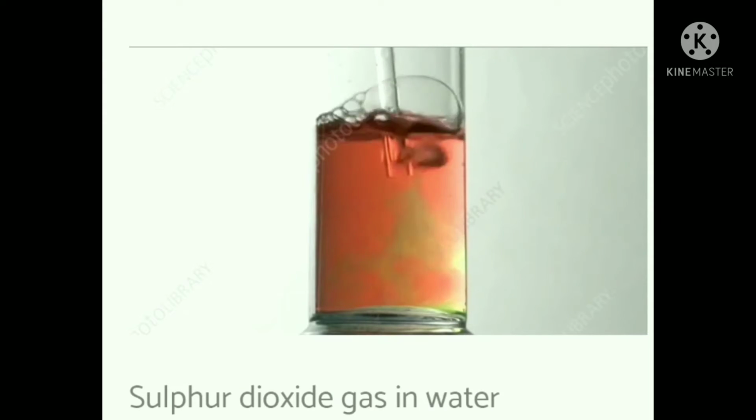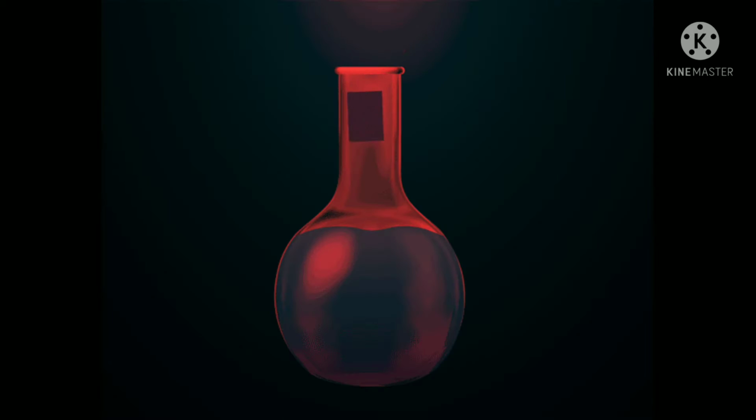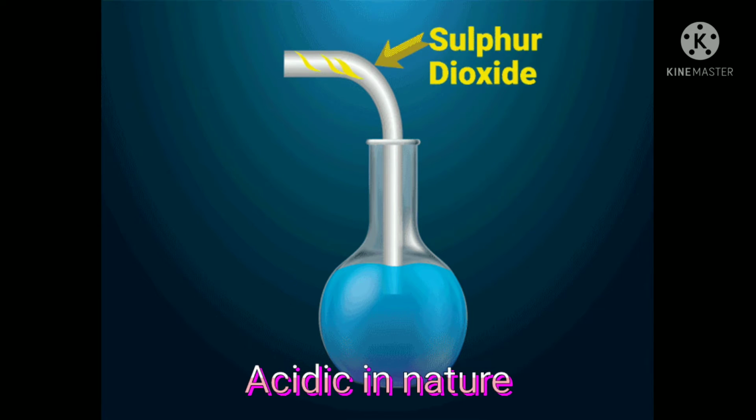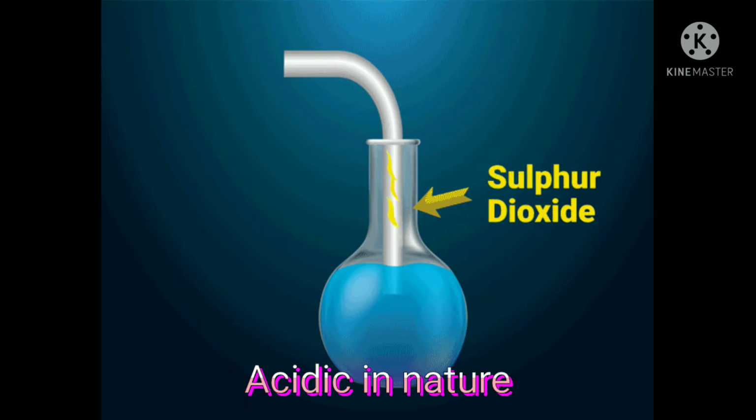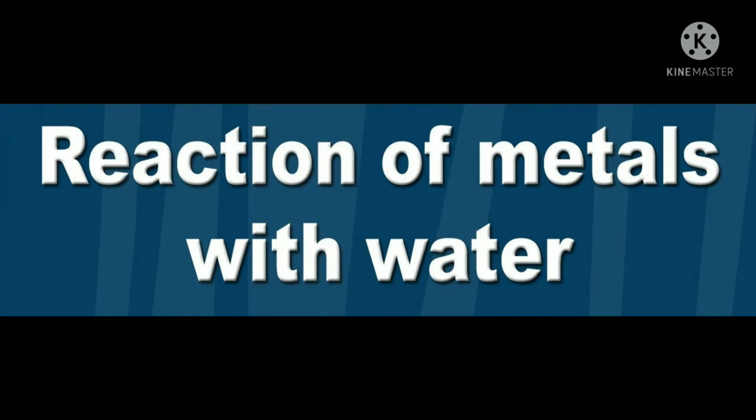Sulfur dioxide dissolves in water to form sulfurous acid solution. This sulfurous acid turns blue litmus into red, showing that it is an acid, and sulfur dioxide is acidic in nature. Let us discuss reaction of metals with water.